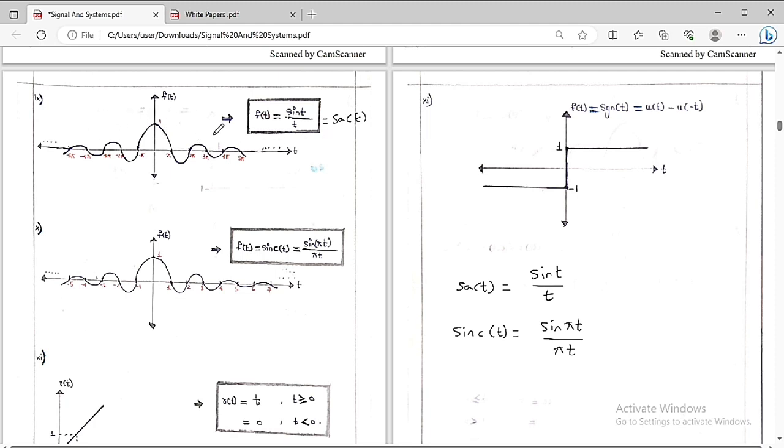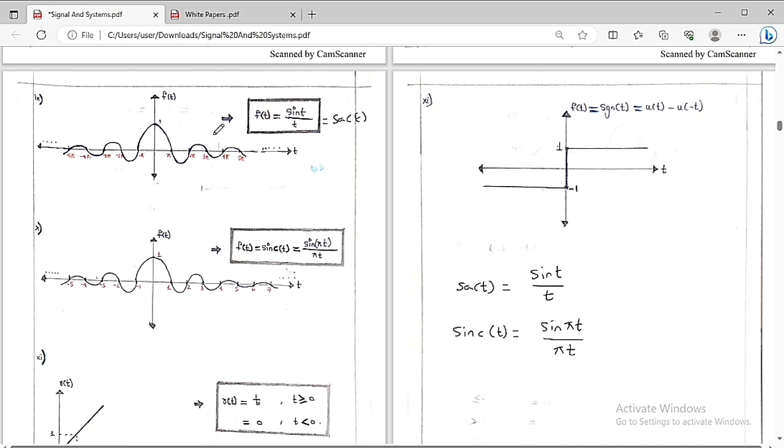Is this a periodic signal? No, it's not a periodic signal. Periodic signal means the signal should repeat after a certain period, the waveform should repeat after a certain period. But here there is no way of repeating because the magnitude is going to decrease further and further. So definitely we can say this is a non-periodic signal.